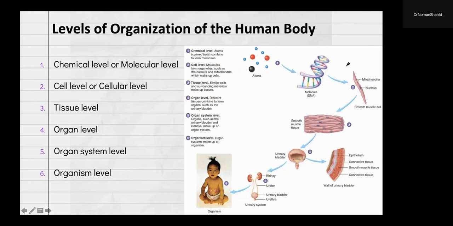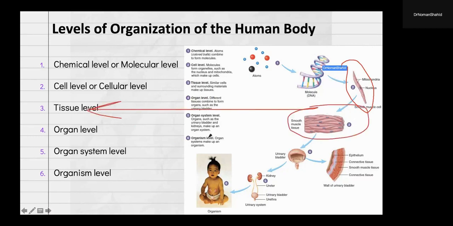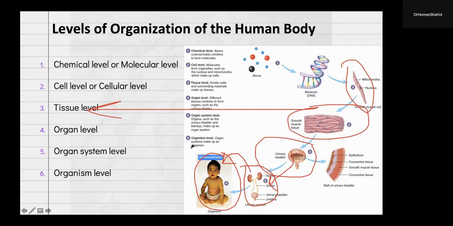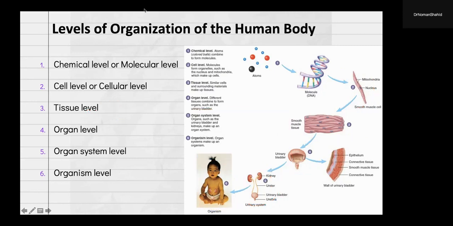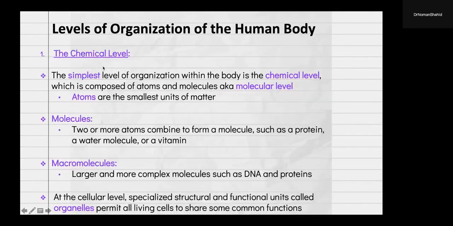So now these cells, when they work together, they make a tissue, right? And when different tissues work together, they make an organ, and different organs working together make an organ system, and different organ systems working interdependently, depending on each other, make an organism, an individual. Okay, so after that we said that the chemical level is the simplest one.